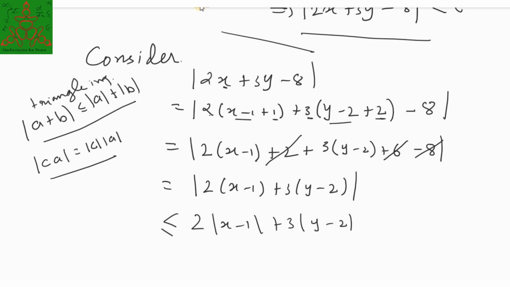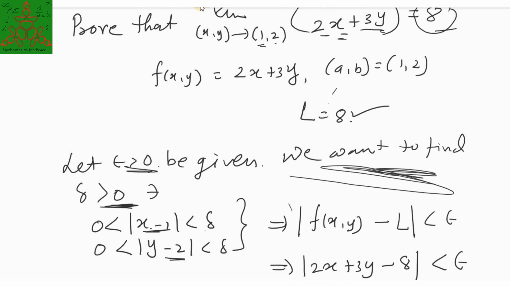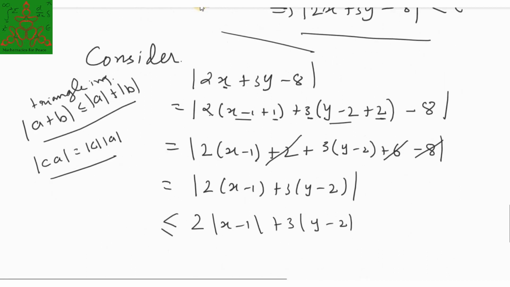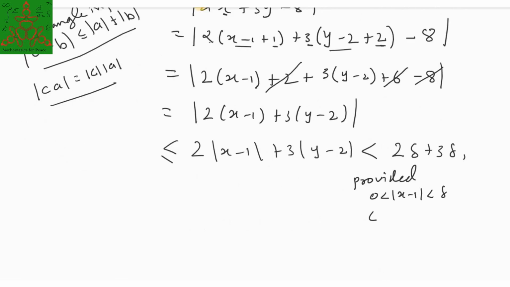And already we have that mod of x minus 1 is less than delta, and mod of y minus 2 is less than delta. So using that, we can say that this will be less than 2 into delta plus 3 into delta, provided 0 is less than mod of x minus 1 less than delta, and 0 less than mod of y minus 2 less than delta. That means this equals 5 delta, and that is less than epsilon if your delta is less than epsilon by 5.